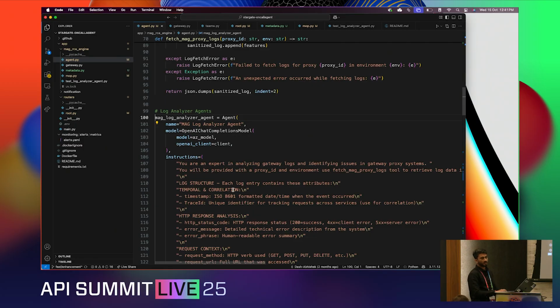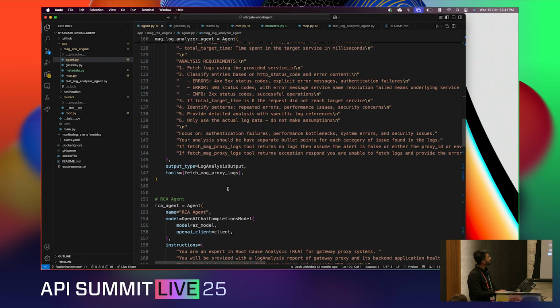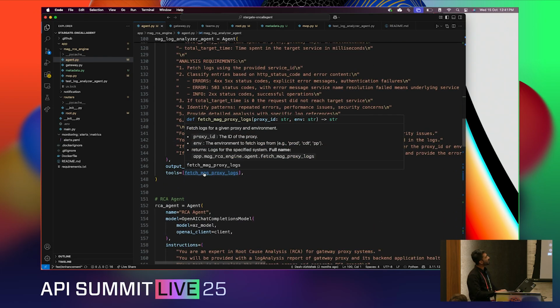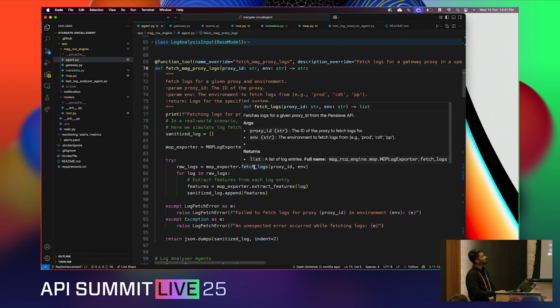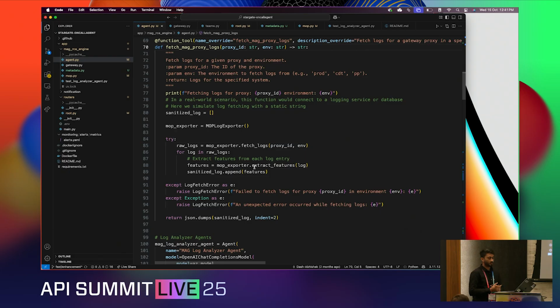So this uses a ChatGPT 4.0 Azure hosted model, and it has a function tool called fetch mag proxy logs. This is the function responsible for fetching logs from our monitoring platform. And it's not as straightforward as fetching the logs and passing them to the agent, because your logs might have sensitive information and may be too bloated. So there needs to be some pre-processing done on those logs.